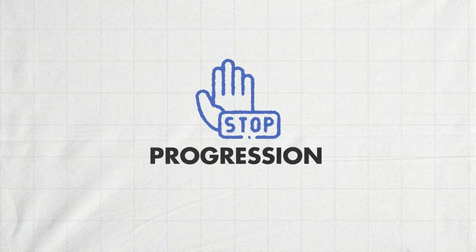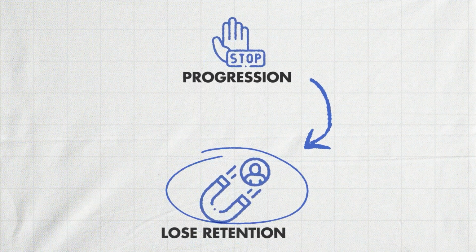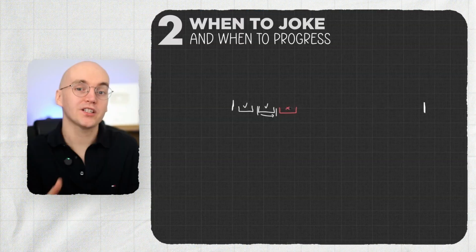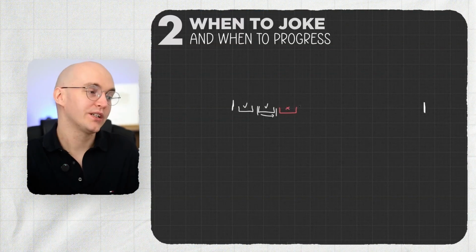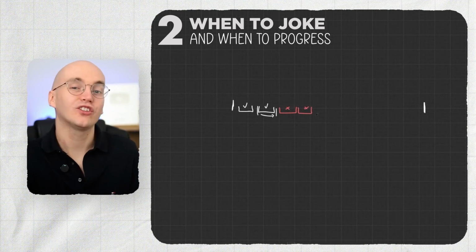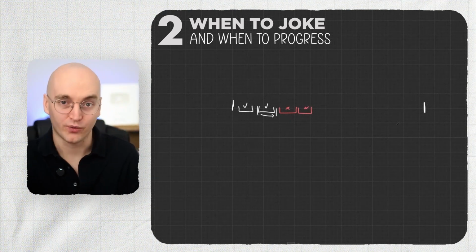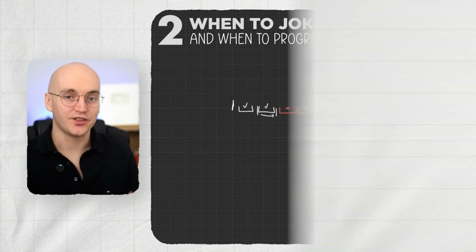But whenever we stall progression, such as whenever we're doing a lot of comedic jokes and stuff, that's the time that we typically lose retention. And it's not because people don't like the joke, it's just because these segments might take too long to progress towards the goal. So here's a little technique that you can do.